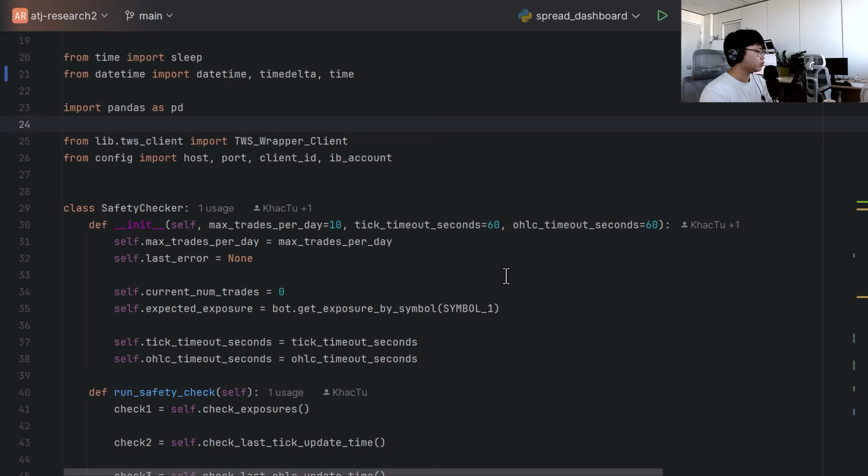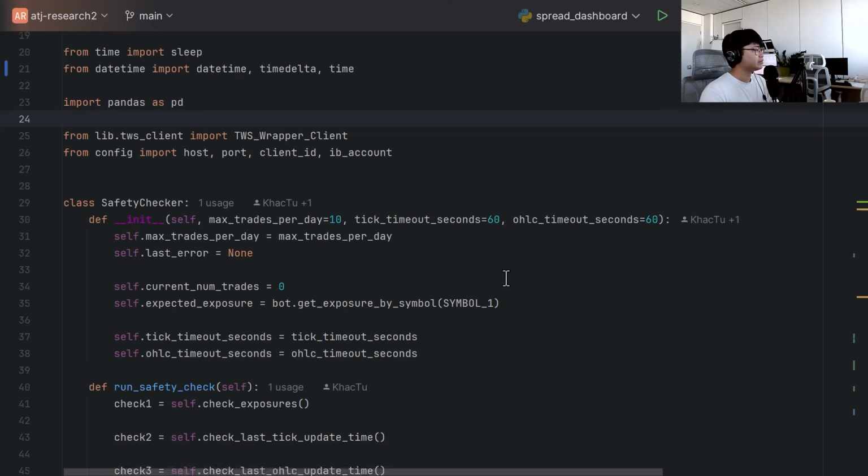So in algorithmic trading, it is very important that we write these safety checks, because any mistake can cost us a lot of money. And what has happened to me once is that I made a bug in the algorithmic trading bot, and it just opened 1,000 trades in a single minute, and that can become very expensive. So for that reason, we are writing safety checks.